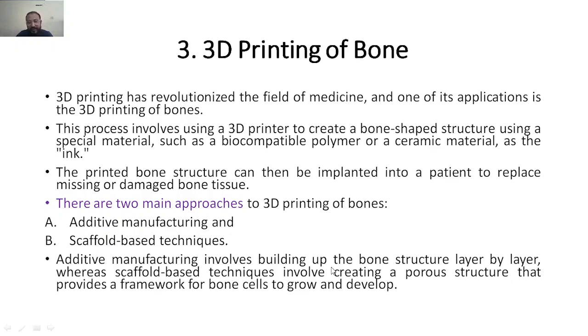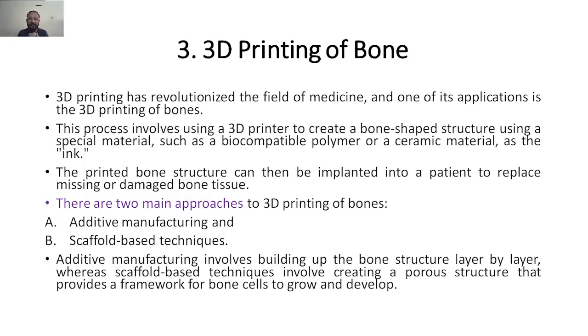Additive manufacturing involves building up the bone structure layer by layer. So layer by layer you are building up the bone structure. That is what is called additive. Whereas scaffold based techniques involve creating porous structures that provide a framework for the bone cells to grow and develop. So in the first approach, additive manufacturing, we are creating the bone structure layer by layer. Now the bone structure is clear.